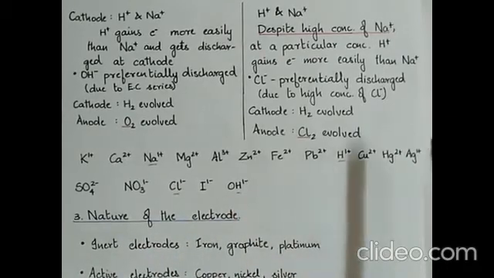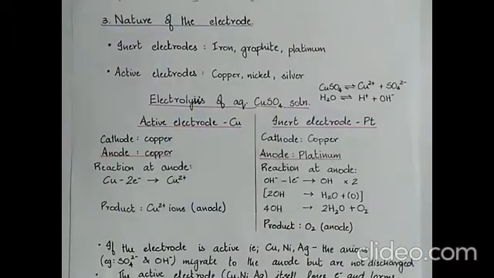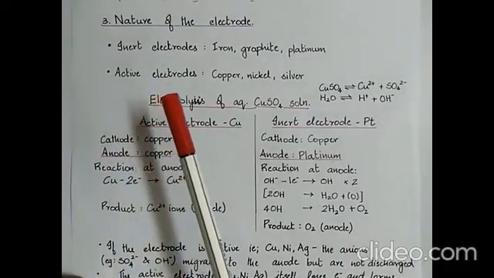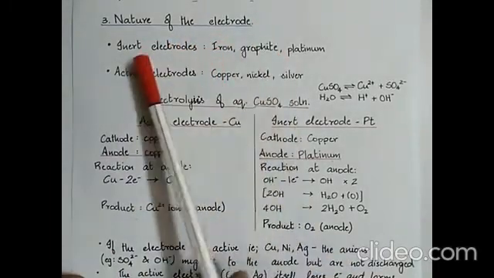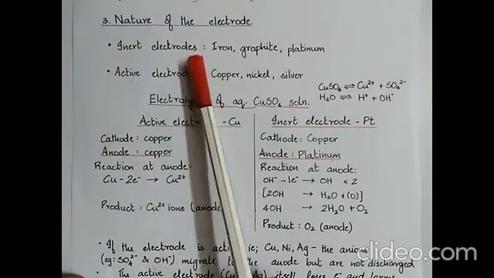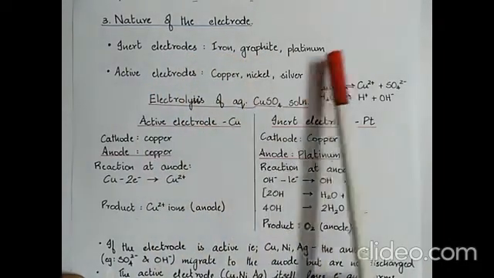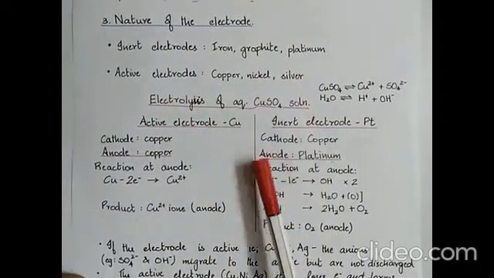The next factor which influences selective discharge is the nature of the electrode. There are two types of electrodes: inert electrodes and active electrodes. Inert electrodes, examples, iron, graphite, platinum. Active electrodes, copper, nickel, silver are the examples.